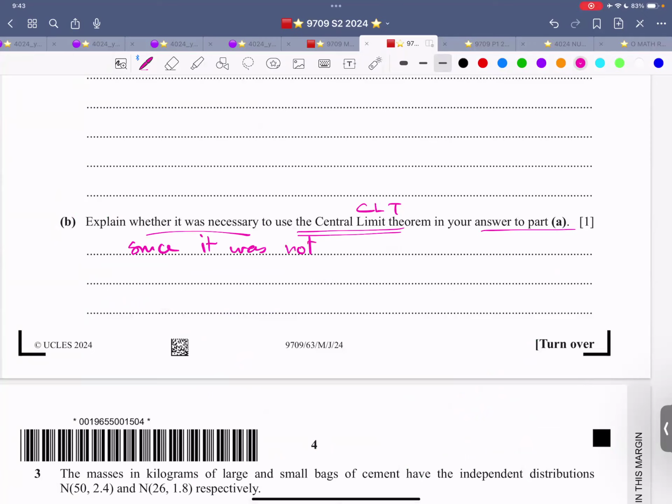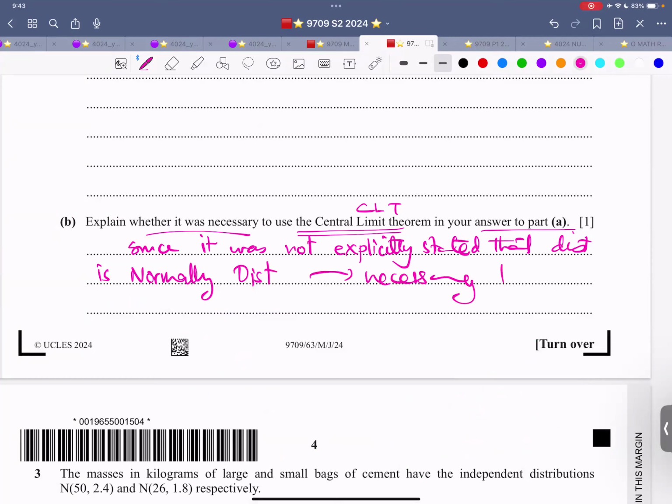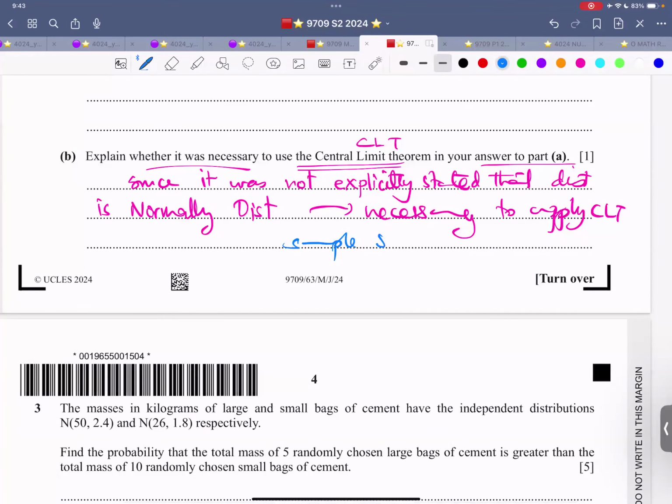So since it was not explicitly stated that the distribution is normally distributed, therefore, yes, it's necessary to apply the CLT. And what is the CLT? The sample size is large. What is the definition of a large sample size? That is, n is greater than or equal to 30. Therefore, it becomes an approximately normal distribution. That is what the CLT is all about. So yes, it's necessary that the CLT has to be applied.